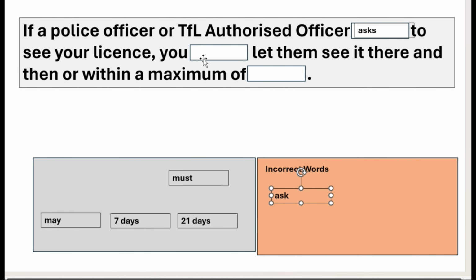And the next one: you must or you may let them see it. What will be the answer? The thing is, if any police officer or any TfL authorized officer asks you to see something like any license or badge, you have to. You must, my brothers and sisters. It's not "may". They are there to check your stuff, so you need to show them. It should be "must". So it's basically common sense as well as some book knowledge.